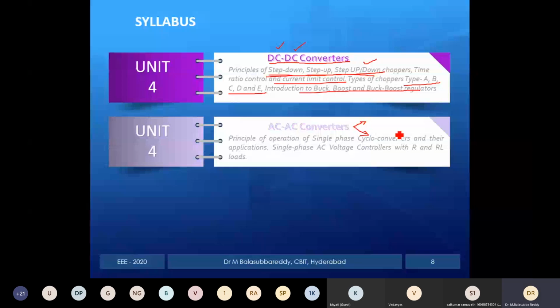These are the two classifications. The first classification, fixed AC to variable AC with constant frequency, is nothing but an AC voltage controller. And another one is the cycloconverter. The cycloconverter will convert fixed AC to variable AC with variable frequency. So all these controllers come across in unit 4.